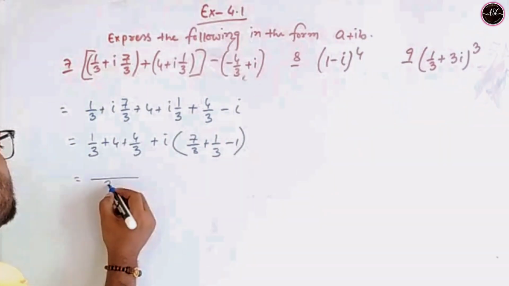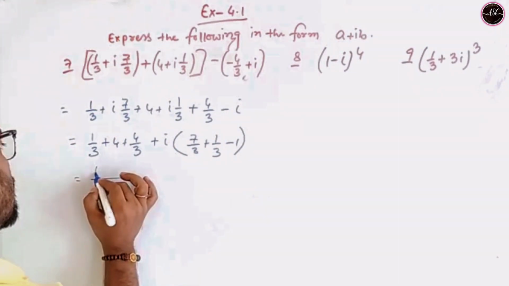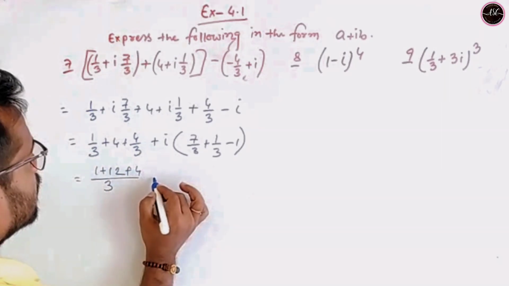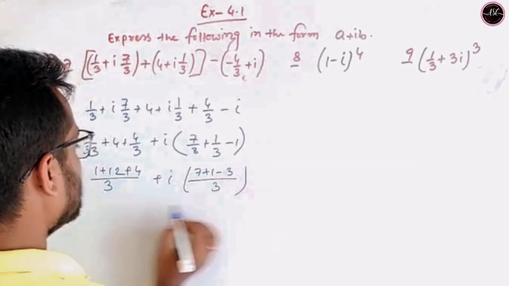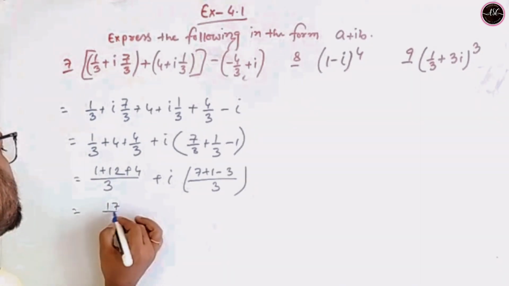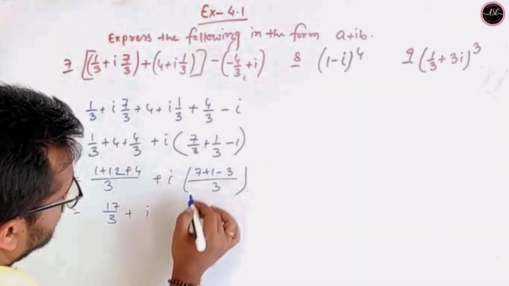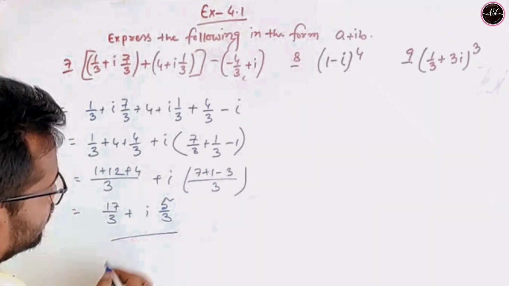Okay, therefore we have LCM of this. We have 1 plus 12 plus 4 plus here i, and just simplify this. We have 7 plus 1 minus 3. So 17 by 3 plus i of 5 by 3. This is the form. Okay.